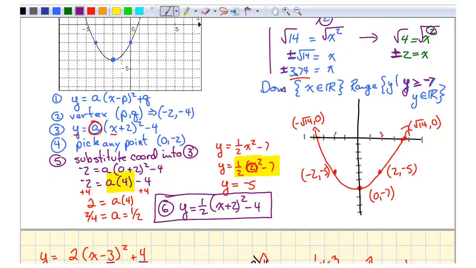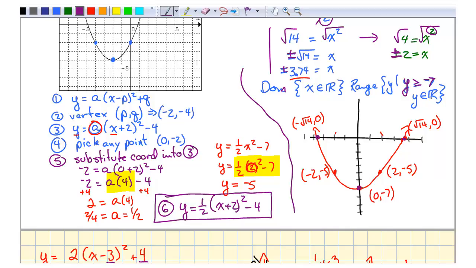Now, the graphing portion of it. So we're looking at this stuff over here. I have the vertex at (0, -7). I have my x-intercepts at (-√14, 0) and (√14, 0). That's over here. And it's nice to have another couple of points.